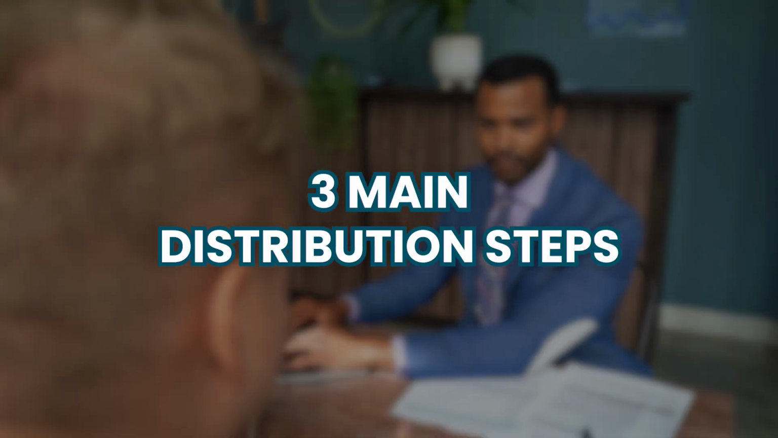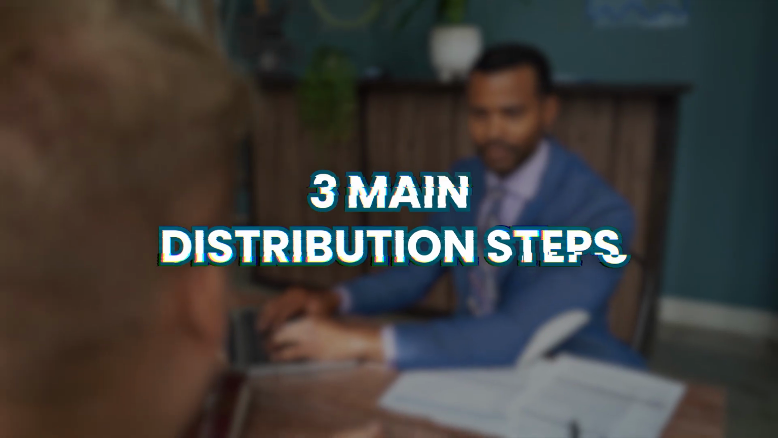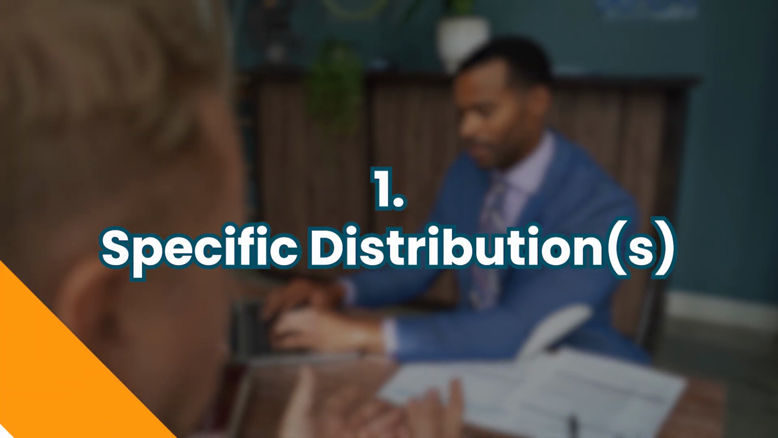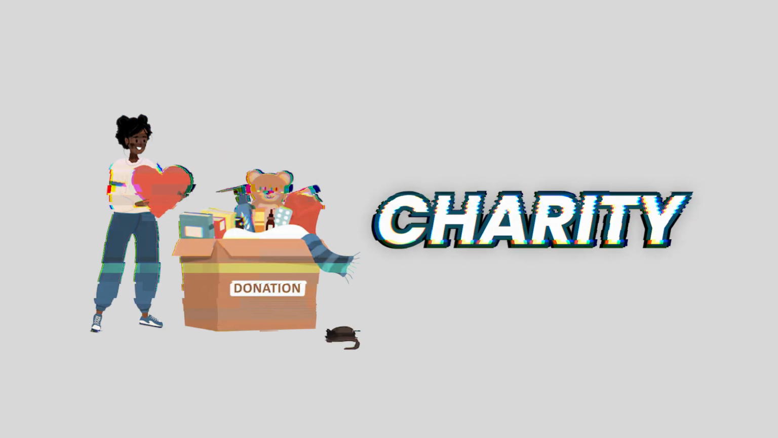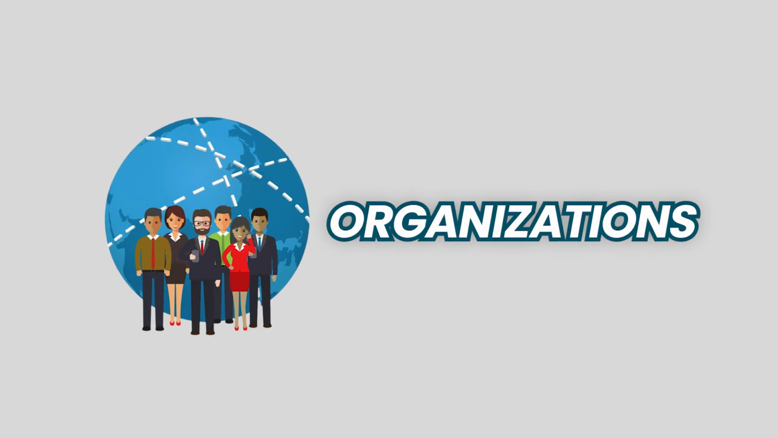As you complete the questionnaire, it's also a great time to think through how you want your assets distributed. We'll discuss this in detail during your initial consultation, but here are the 3 main distribution steps we'll cover together. First, specific distributions. Think about whether you have any particular people, charities, or organizations that you want to give a particular asset or dollar amount to.